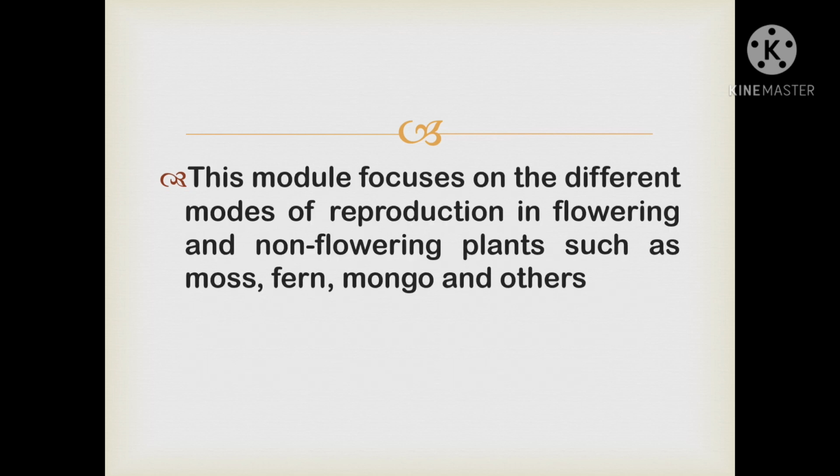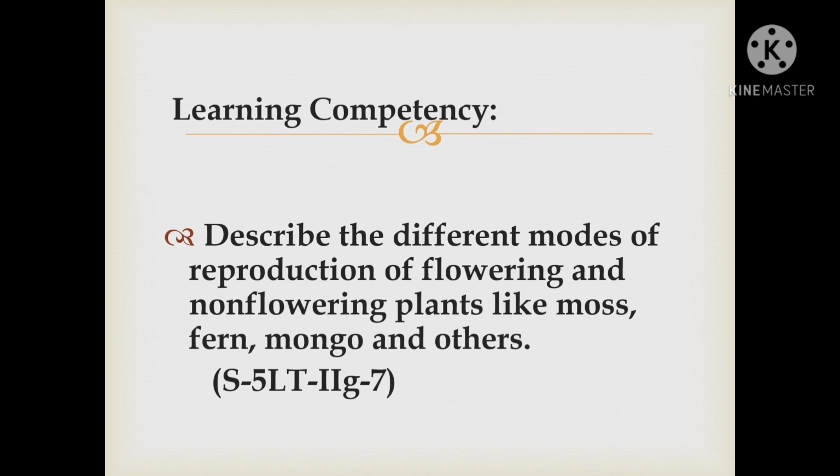This module focuses on the different modes of reproduction in flowering and non-flowering plants, such as moss, fern, mongo, and others. So these are the objectives and the learning competency of this module. Describe the different modes of reproduction of flowering and non-flowering plants like moss, fern, mongo, and others.